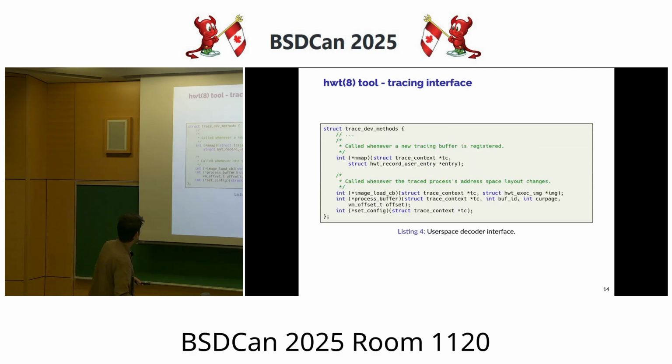And we have a similar interface in the user space tool, which is basically just an interface that lets the user space tool call into the platform-specific layer so that the platform-specific decoder can do its thing, process a buffer, so it can pick up new tracing buffers. Every time we mmap something, we have to scan the mapped object for executable code. So the decoder has to be able to pick up these things as well. And you obviously have to be able to configure the device from the tool as well.